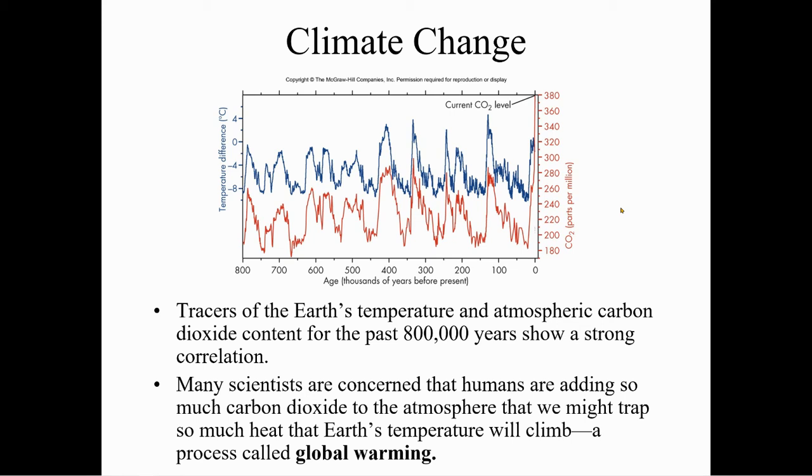So, traces of Earth's temperature and atmospheric carbon dioxide content for the past 800,000 years show a strong correlation. Many scientists are concerned that humans are adding so much carbon dioxide to the atmosphere that we might trap so much heat that Earth's temperature will climb, a process called global warming. Again, I don't believe in it. If you really want to know the details of what I think, I can find some scientific papers for you to read. So just let me know if you're interested.